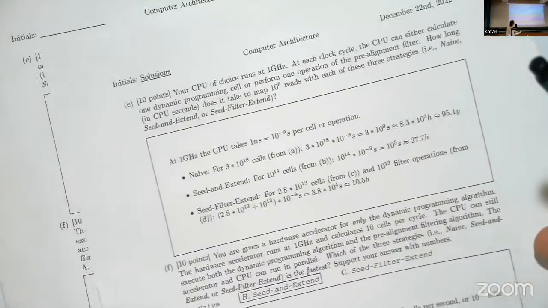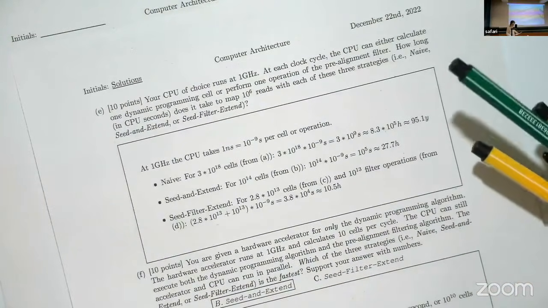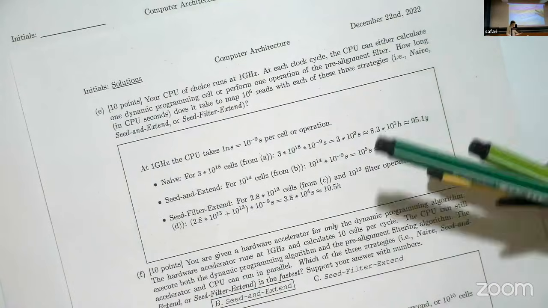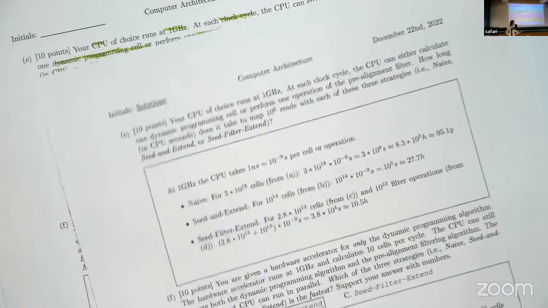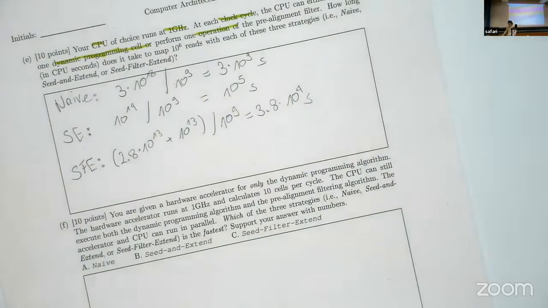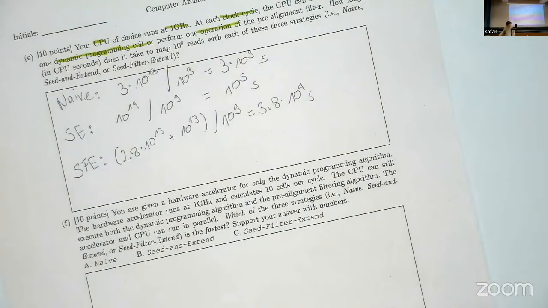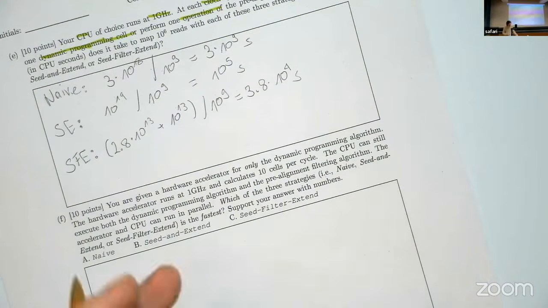By the way, in the master solution, we calculated this down to actual human readable wall clock time also. You don't have to do this because you're asked for CPU seconds, but it's 95 years, 27 hours, and 10.5 hours. So better algorithms are great. That's the wall clock time on a simple CPU.